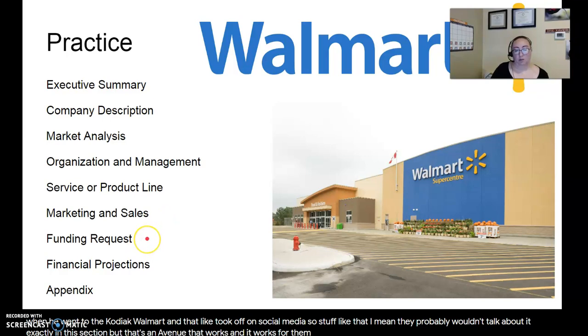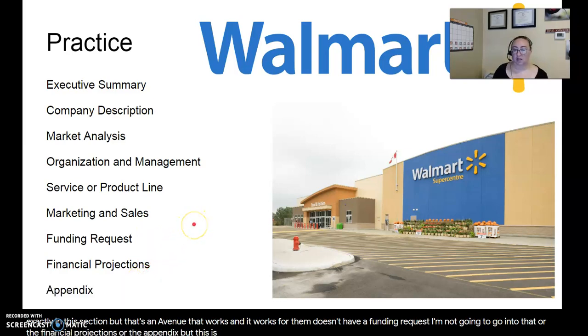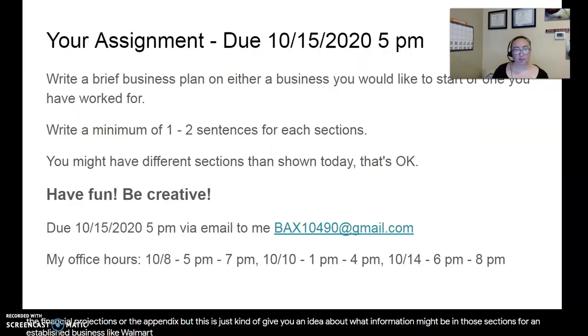So Walmart probably doesn't have a funding request. I'm not going to go into that, or the financial projections, or the appendix, but this is just to give you an idea about what information might be in those sections for an established business like Walmart.